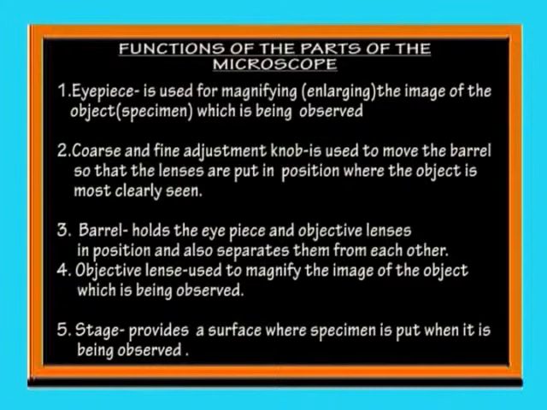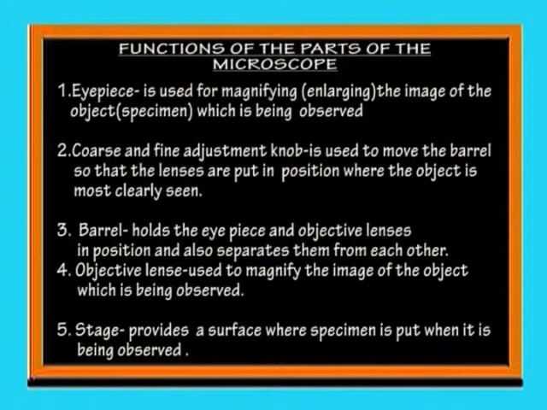Coarse, which we saw, and fine adjustment knob is used to move the barrel so that the lenses are put in position where the object is most clearly seen. Let us look at the function of the barrel. The function of the barrel is to hold the eyepiece and objective lenses in position and also to separate them from each other.